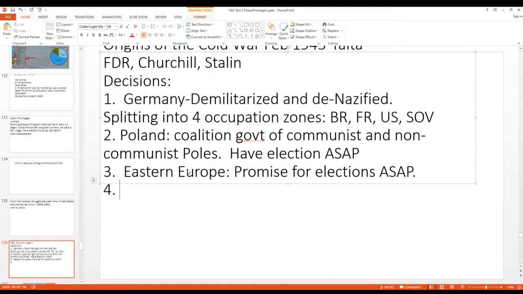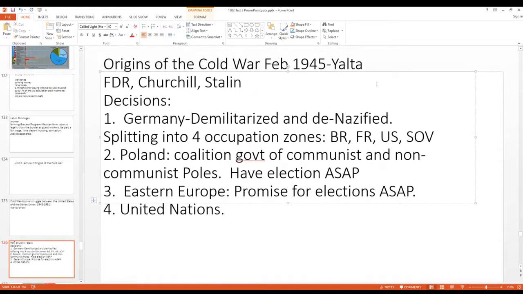And then fourth, Roosevelt wanted a successor to the League of Nations. And so this lays the groundwork for the founding of the United Nations. So these decisions, which are made at Yalta, are where the seeds of the Cold War are planted.